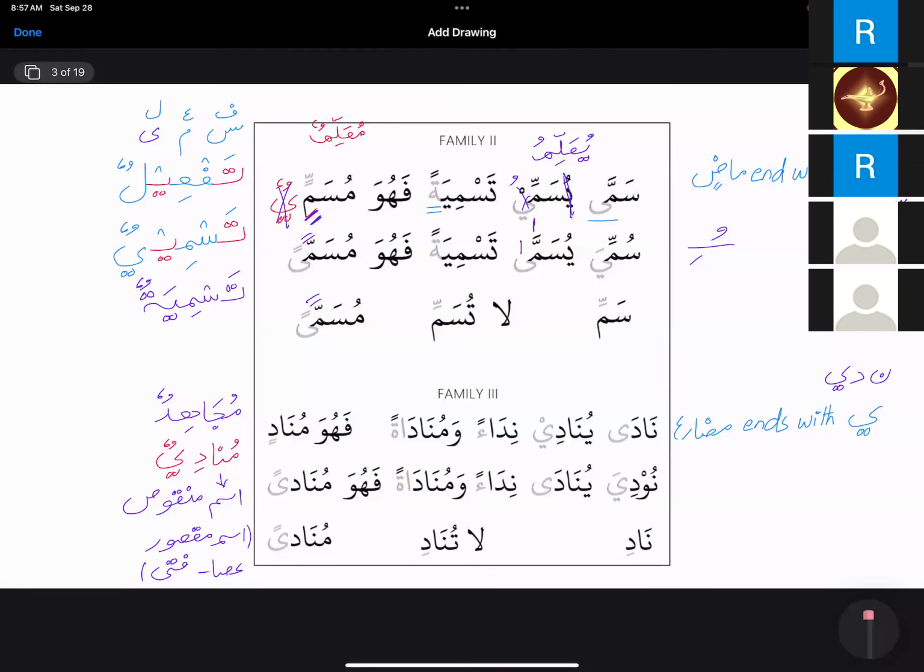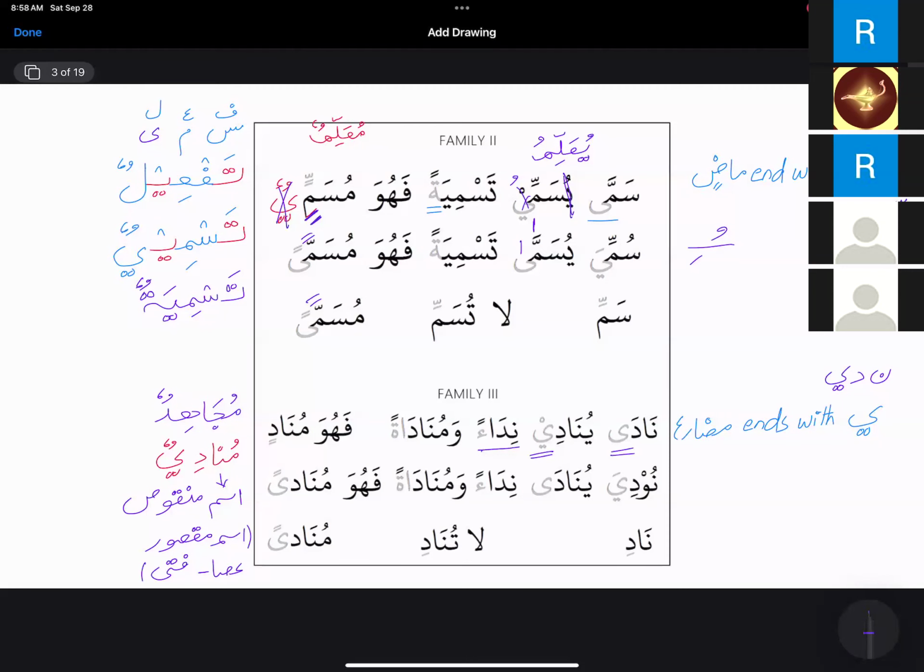Okay, now family 3, Nada, which has Noon, Dal, and Ya as the root letters, right? So Nada, the Madi is ending on Alif Maksura. Yunadi, the Mudari is ending on Ya. Masdar, Nidaan. Jihadan. Actually, it is rhyming, not bad, right?